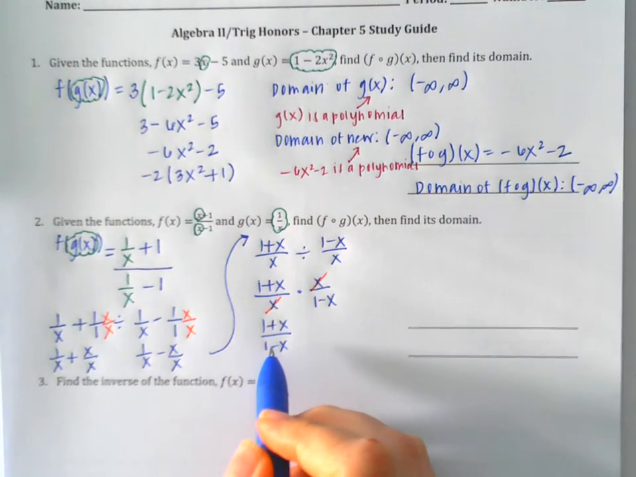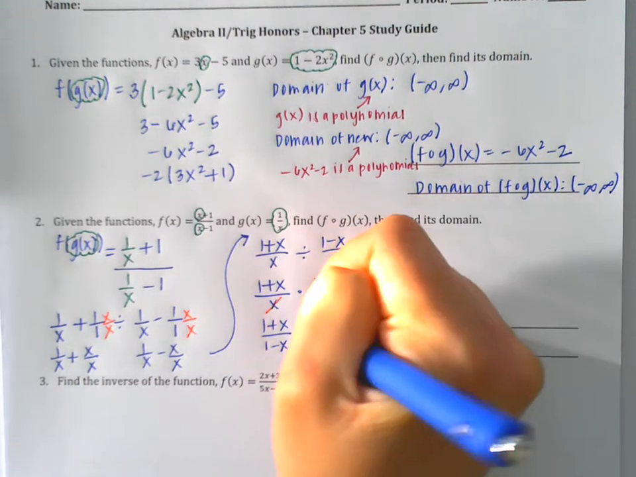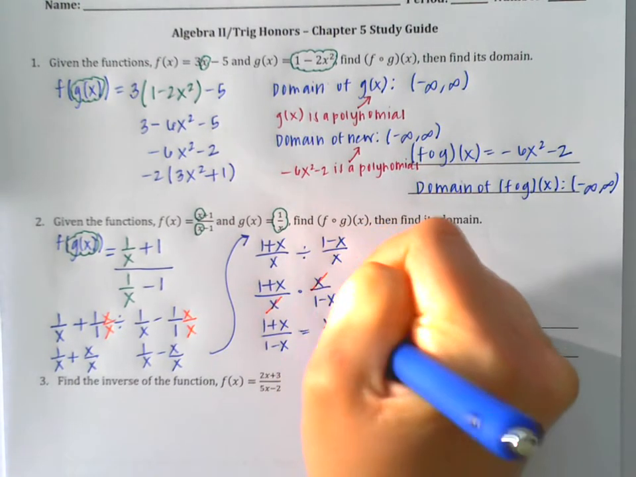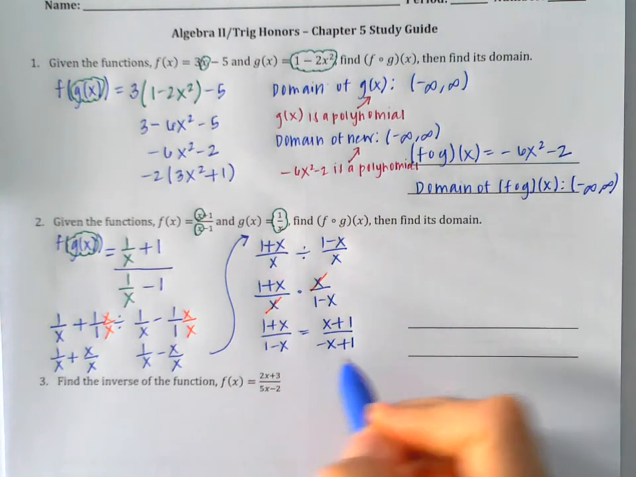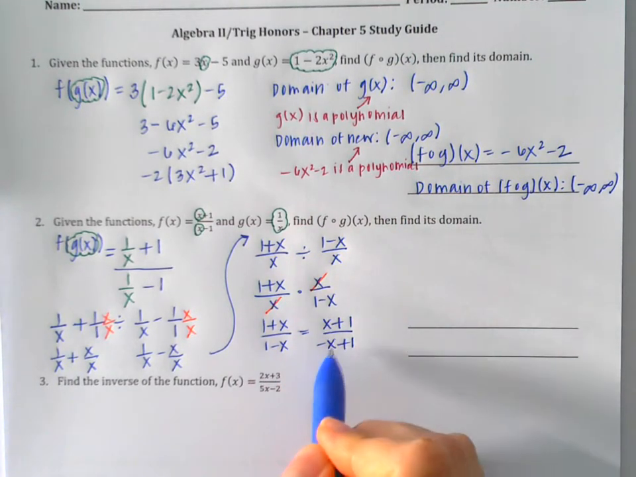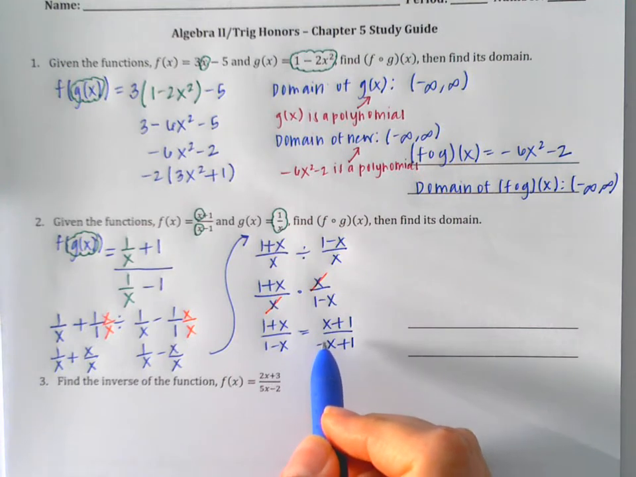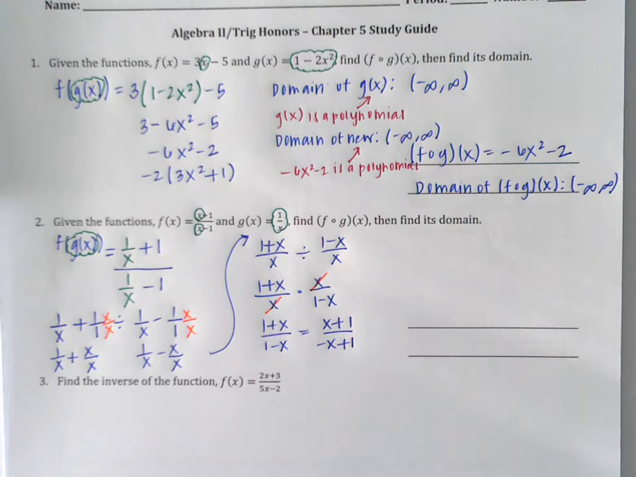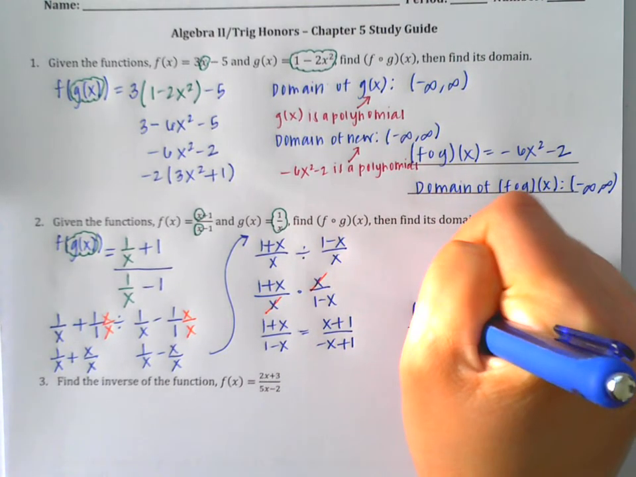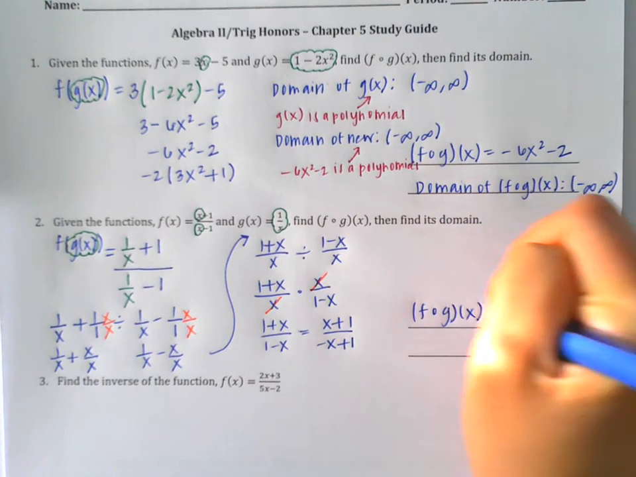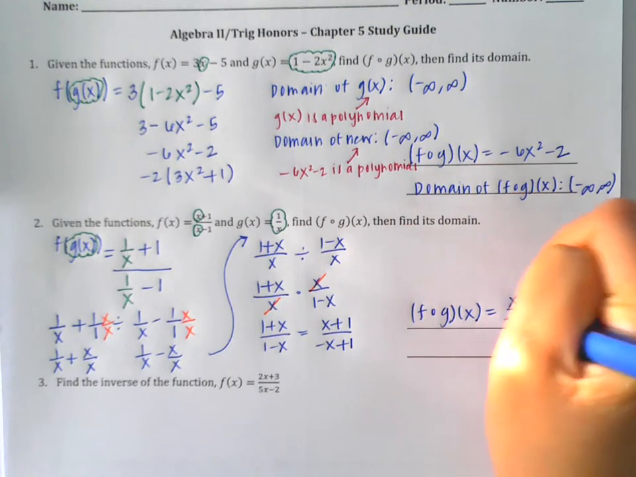Now I would rewrite this, but you don't have to. You can also say this is x plus 1 over negative x plus 1. Those are not going to cancel because negative x and x are not exactly the same. So those can't cancel. This is it. This is your final answer. So f of g of x is equal to x plus 1 over negative x plus 1.